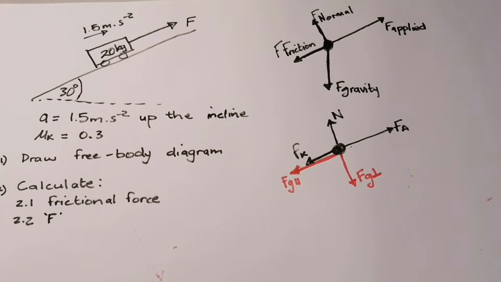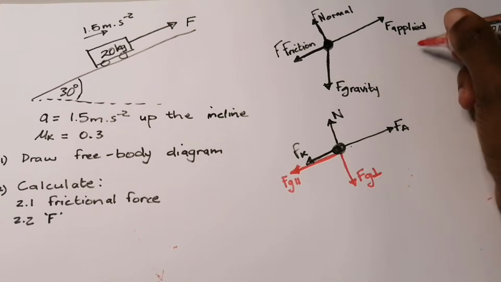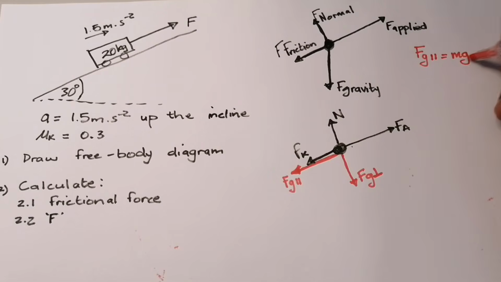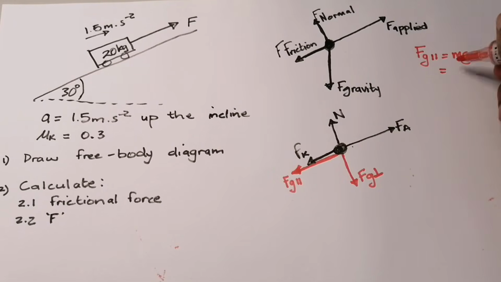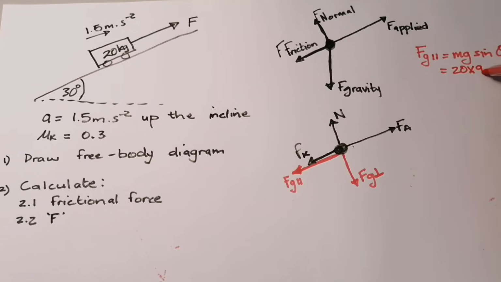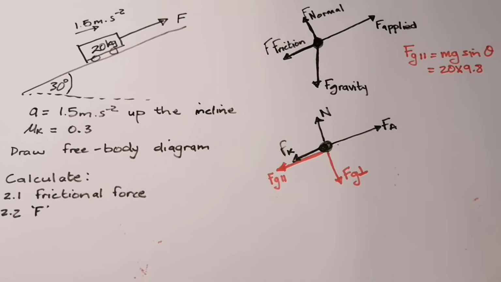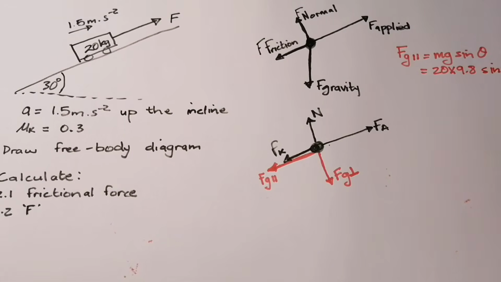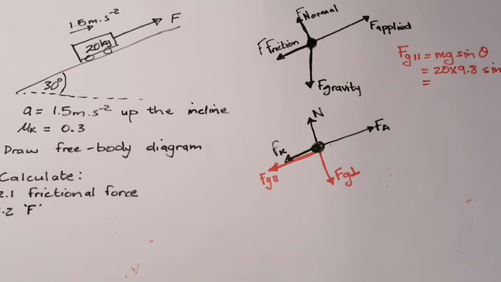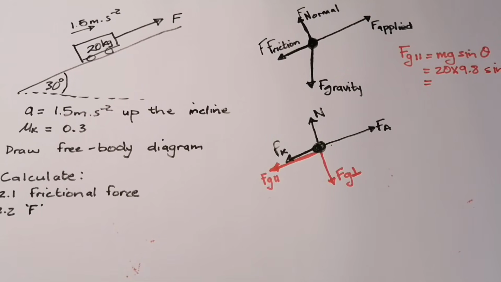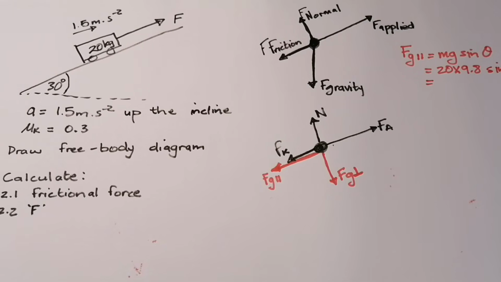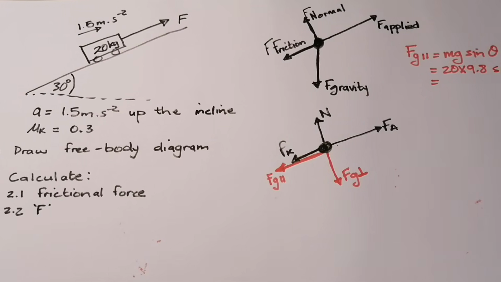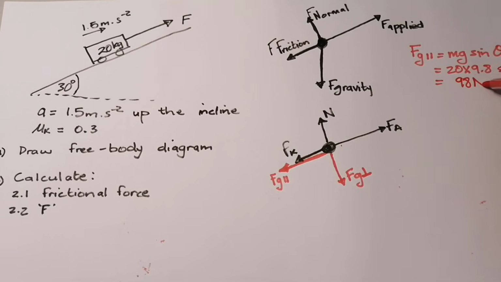Okay, right. So what I'm going to do for myself, please allow me to do this. I'm just going to quickly calculate those forces. So FG parallel, remember we said this is mg sine theta. So our mass is 20 times 9.8, and the sine of 30 degrees. Let's see, that's going to be 196 times 0.5, so we get 98 newtons.